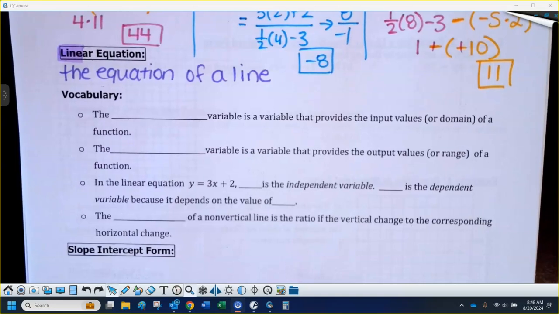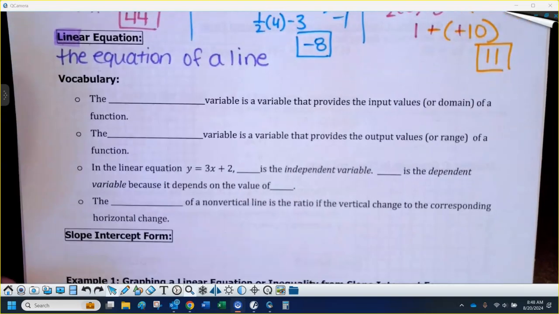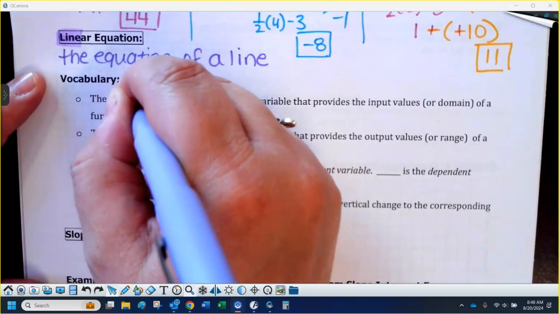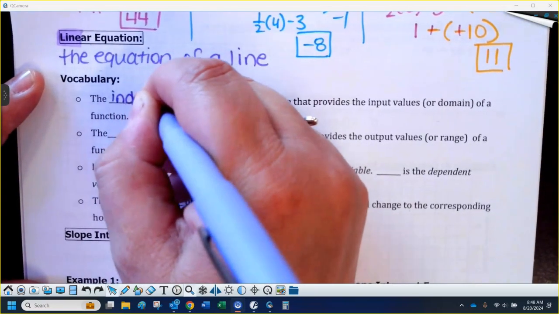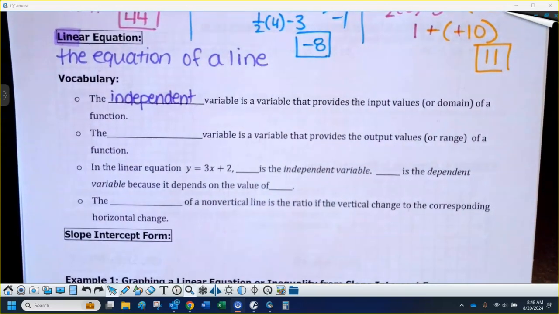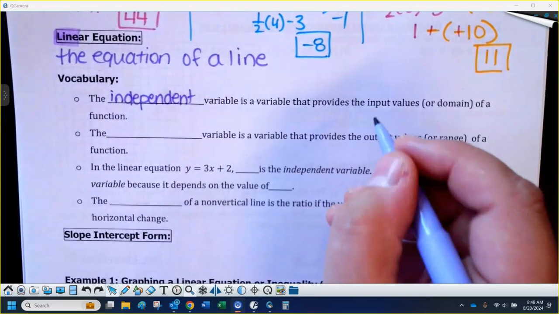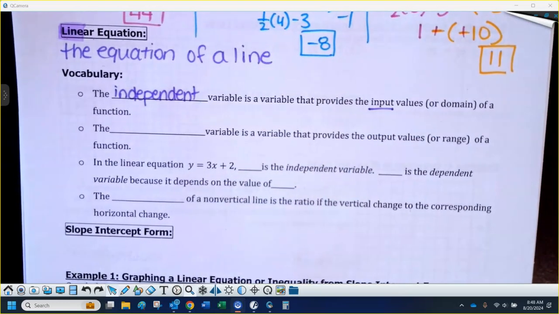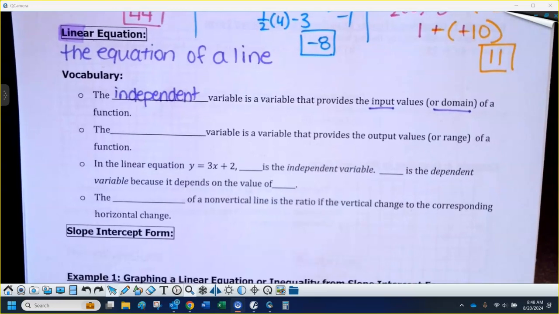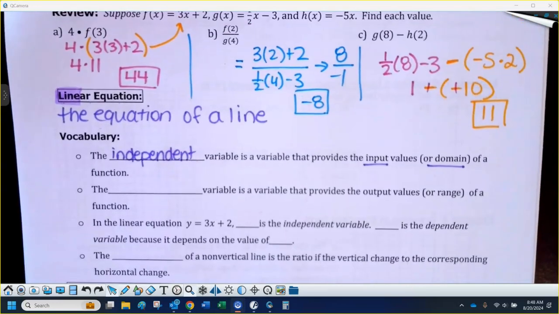But we just have a couple of vocabulary terms, and they're kind of related to what we just did at the top. So I'm going to have a little blank here. It says the blank, and I'm going to write in that blank the independent variable is going to be a variable that provides what we call the input value, also as part of the domain of a function. So I'm going to slide this back down just for a second.